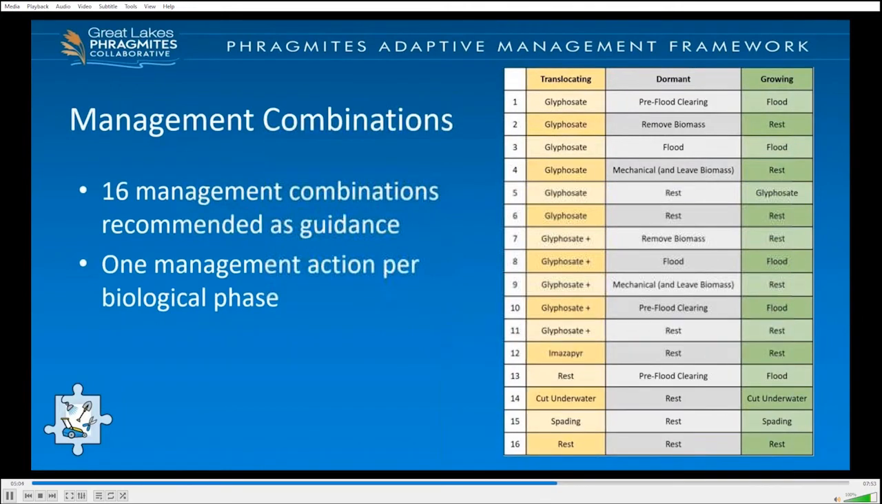However, it's all right to perform a single type of action multiple times during a phase, like spading multiple times during the growing phase. This would still only require 1 management report because only 1 type of action is being performed. However, if more than 1 management action occurs during a single phase, such as perhaps you applied glyphosate and then experienced an unexpected natural flood, you would need to fill out separate management reports for both of those actions.